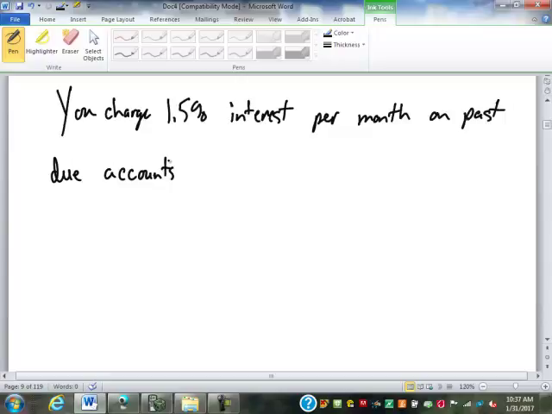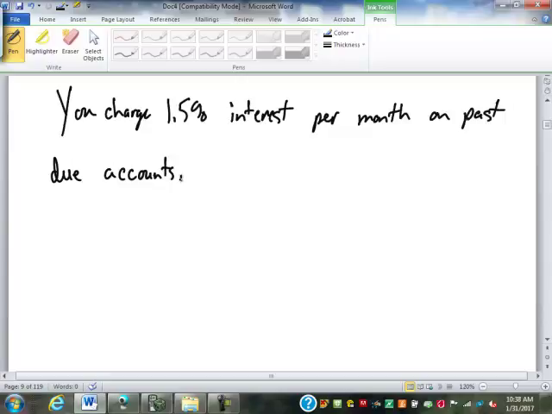I always did 1% per month because I didn't like to scrimp on people, but 1.5% is standard. 1.5% a month is 18% a year, which is a standard. Either the 12% or 18% is pretty standard. I always went with the 12%, which is 1% a month.